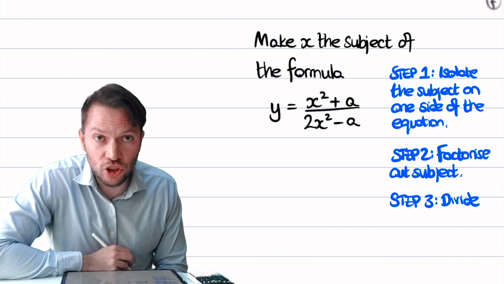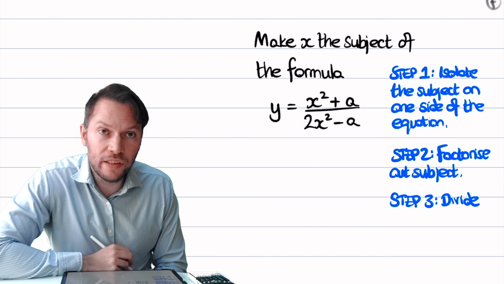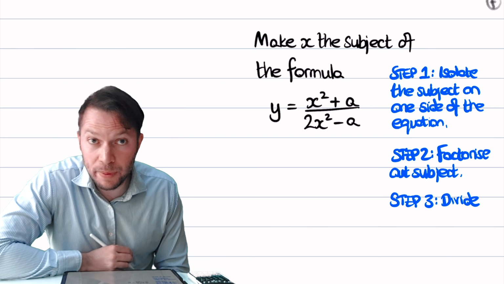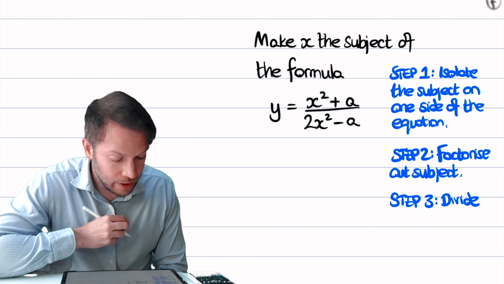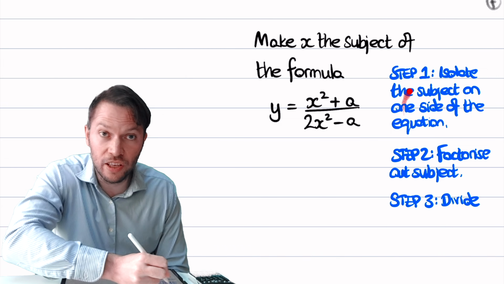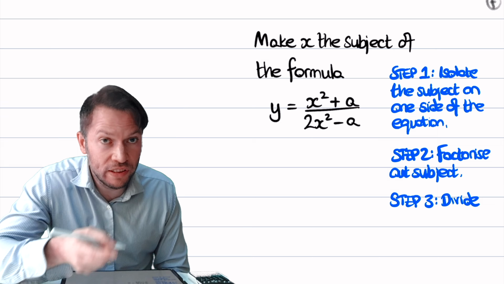In this video, we're going to change the subject of a formula where the subject, in this case x, is within a fraction and it's being squared as well. So remember the steps we had before. We want to isolate the subject, any x terms, on one side of the equation. But actually, we've got a step before that.